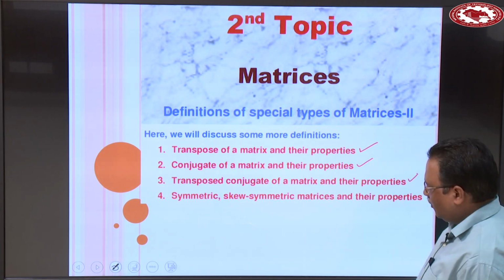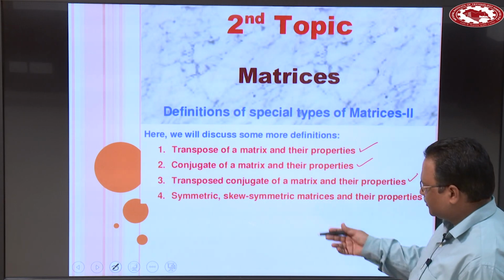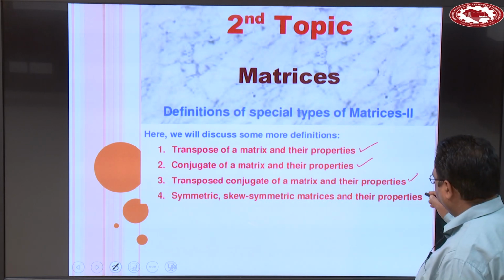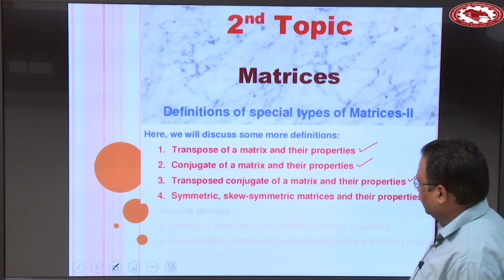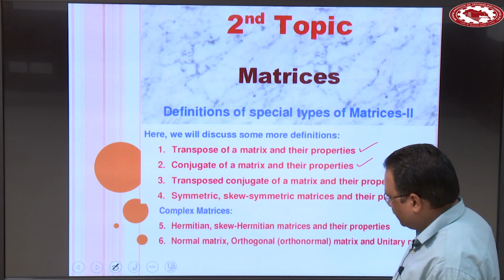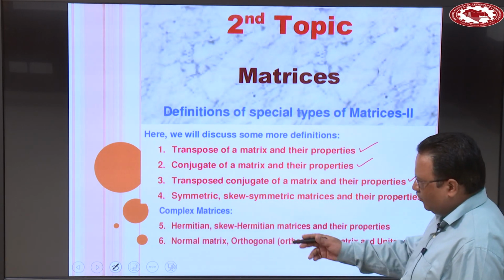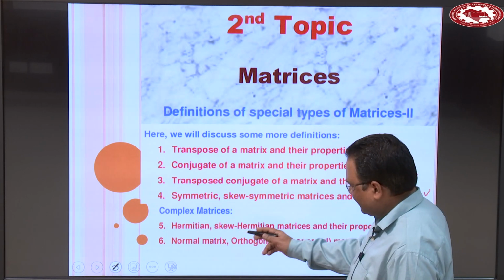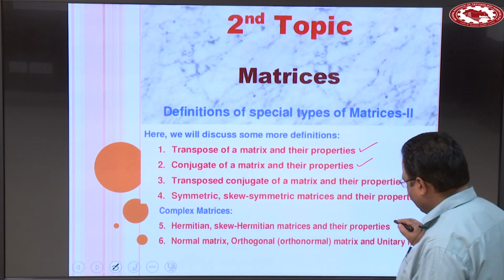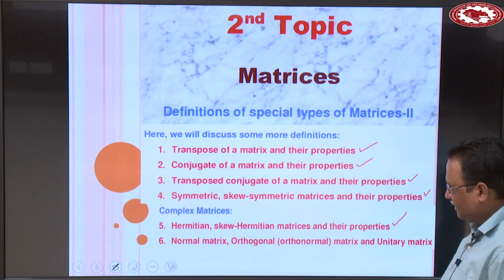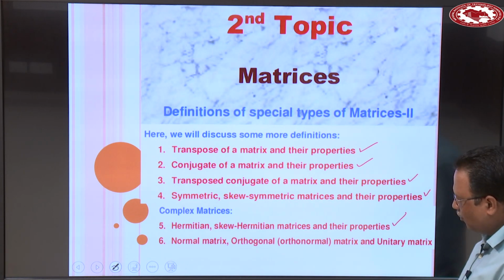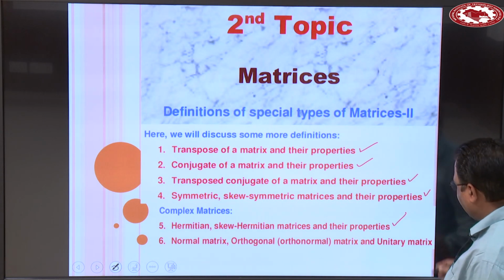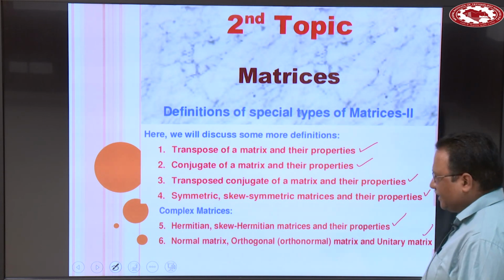And then what is a symmetric matrix, what is a skew symmetric matrix and their properties. And we have two more definitions: what is a Hermitian matrix, what is a skew Hermitian matrix and their properties. And finally, what is a normal matrix, what is an orthogonal matrix, and finally a unitary matrix.